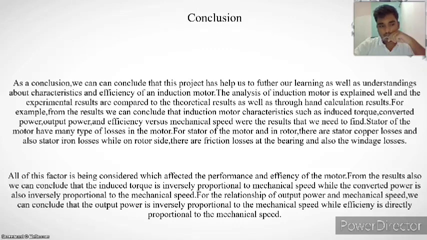From the results we can also conclude that the induced torque is inversely proportional to the mechanical speed, while the converted power is also inversely proportional to the mechanical speed. For the relationship of output power and mechanical speed, we can conclude that the output power is inversely proportional to the mechanical speed, while efficiency is directly proportional to the mechanical speed. Thank you.